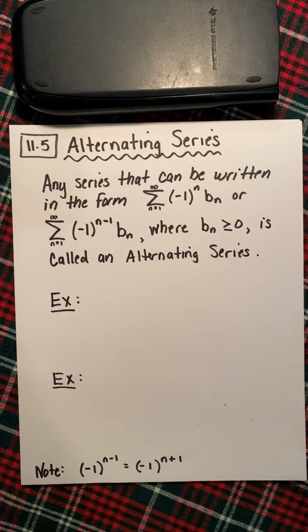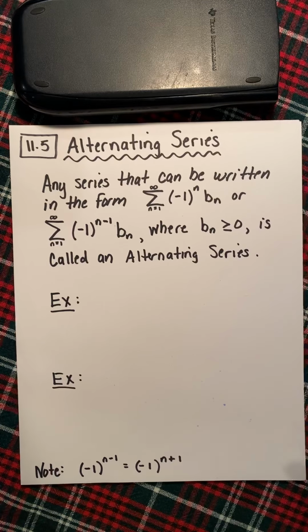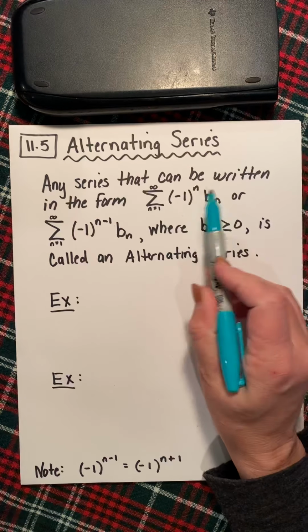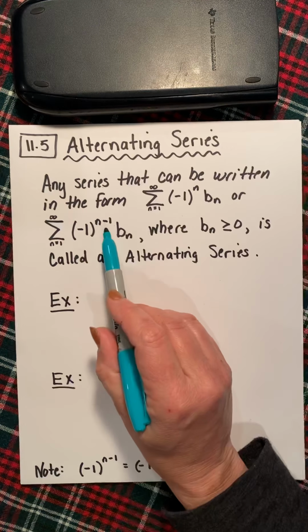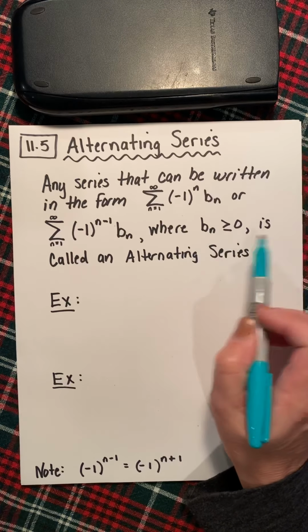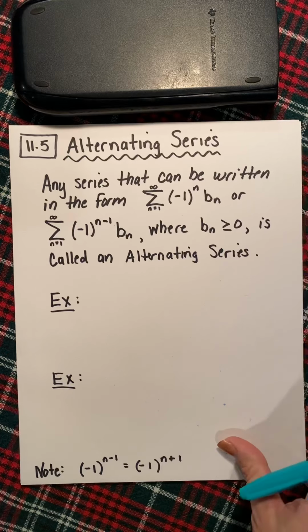Hey there, here we are continuing on with our series tests. Today we're talking about 11.5, alternating series. Any series that can be written in the form (-1)^n times bn, or (-1)^(n-1) times bn, where bn is a positive sequence, is called an alternating series.